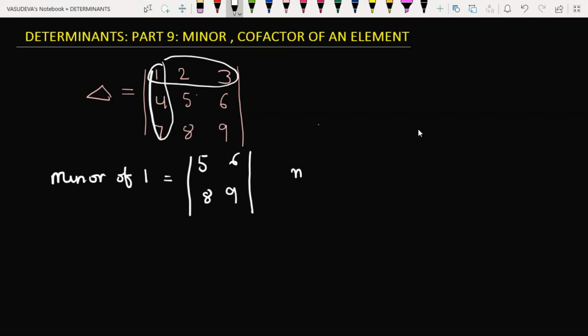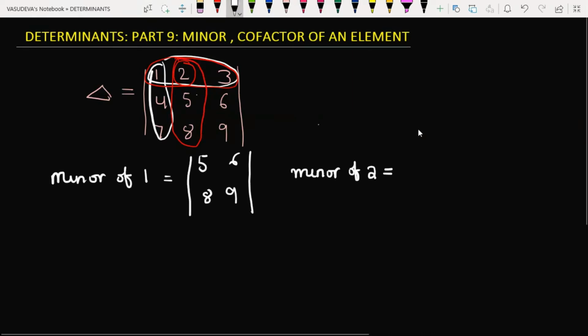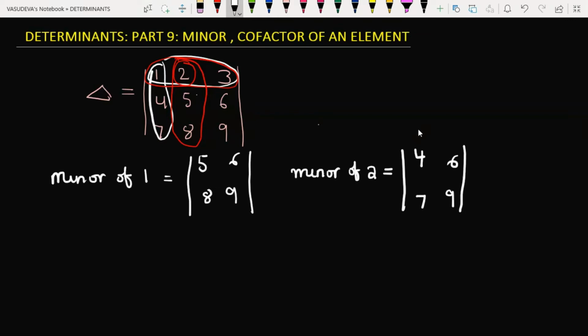And the minor of 2. 2 is the element which lies in the first row and the second column. Leaving the elements of the first row and the second column, the determinant of the remaining elements 4, 6, 7, 9, which is obtained by deleting the elements of the first row and the second column. So the determinant of these elements is the minor of 2.